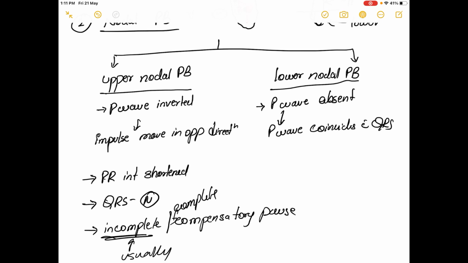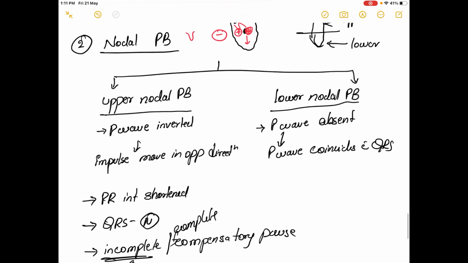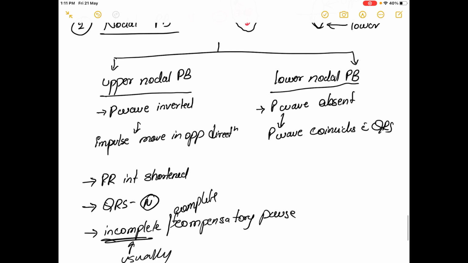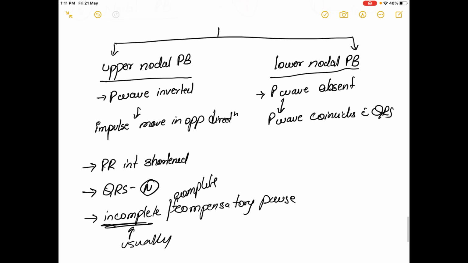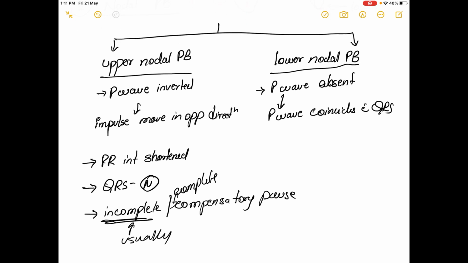So in nodal premature beat, we have two types, upper node and lower node. In the upper node, the P wave is inverted because the impulse moves in the opposite direction, whereas in the lower nodal premature beat, the P wave is absent because it coincides with the QRS complex. Also in nodal premature beat, the PR interval is shortened, QRS complexes are normal, and it can be associated with an incomplete or complete compensatory pause. So this is about nodal premature beat.